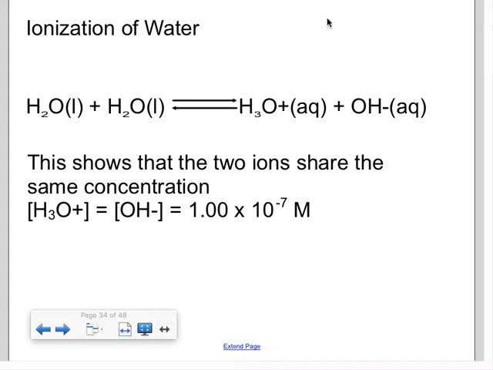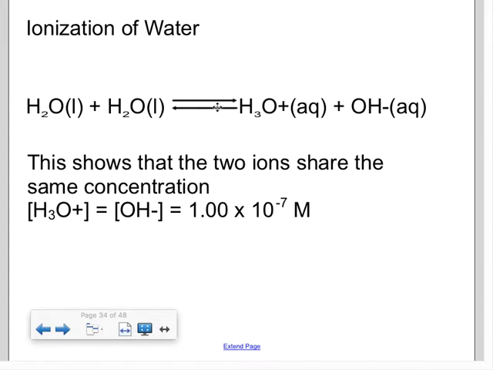Today I'm going to do a section from chapter 15 of chemistry talking about the ionization of water. Water has the ability to act as an acid or a base. Some protons, or H pluses, will get donated from one water molecule to the other, forming hydronium ions as well as hydroxide ions, and vice versa. So this reaction is reversible.